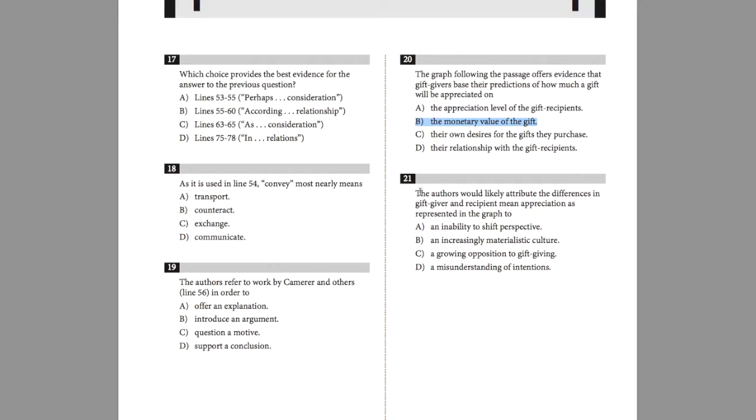Okay, 22 says the authors would likely attribute the differences in gift giver and recipient mean appreciation as represented in the graph to. So the question is asking, what would the authors say about this change? Why is it going on? So let's take a look.